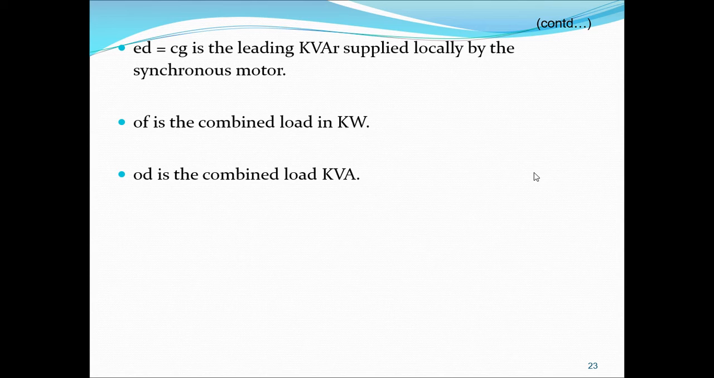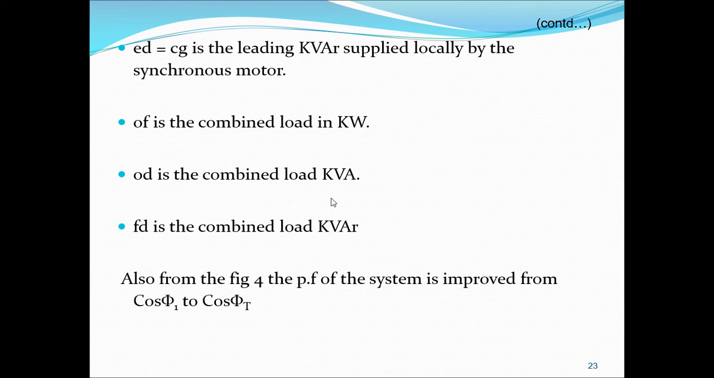So from this you can see ED is equal to EG, the leading kVAR supplied. OF is the combined load in kilowatt. OD is the combined load in kVA. FD is the combined load in kVAR. Also, from the figure, the power factor of the supply is improved from cos phi 1 to cos phi 2.